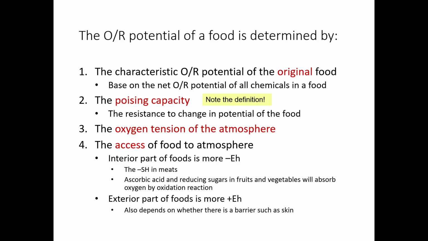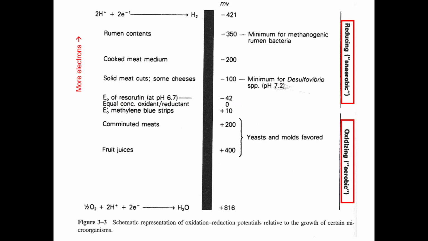Typically you'll find that the interior part of the foods is going to be more electronegative, with a lower EH. This is because there's going to be less oxygen available on the interior part of the foods, but on the exterior part there's going to be more oxygen available, so it's going to have a higher EH. And if there is a barrier such as skin on the food, it can also have an effect because it's going to limit the amount of oxygen that's available. Okay, so here it shows you the different EH of different foods, so how reducing or oxidizing they are.